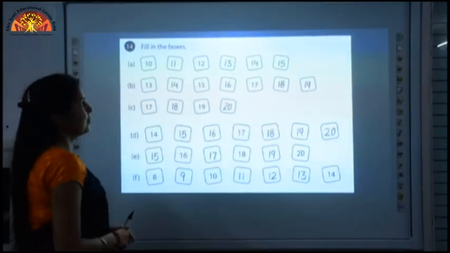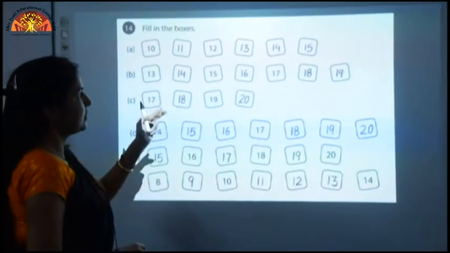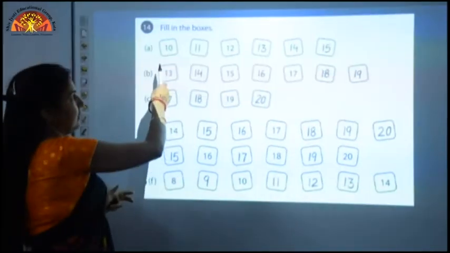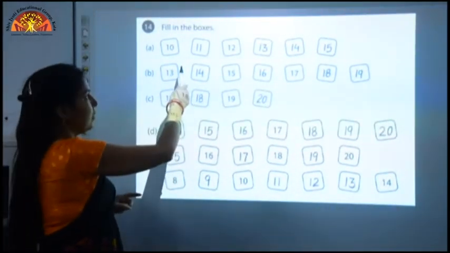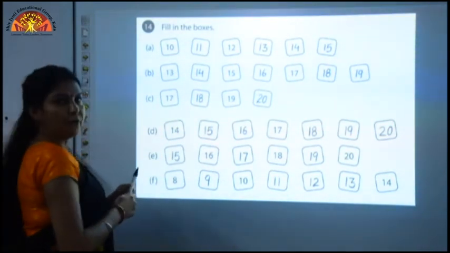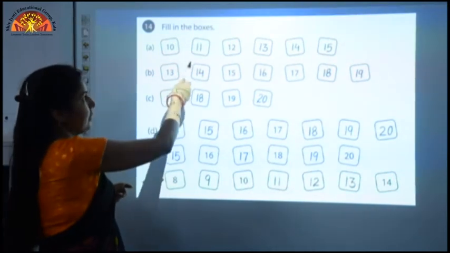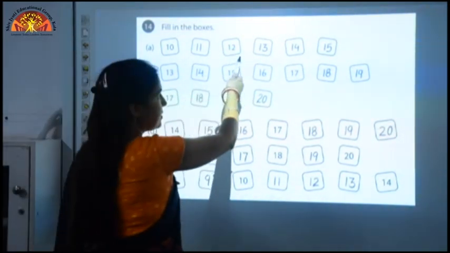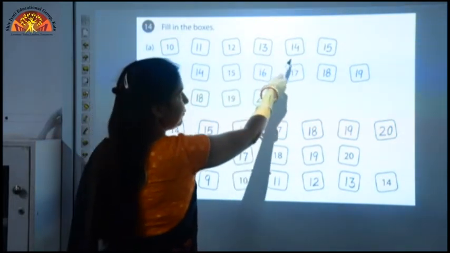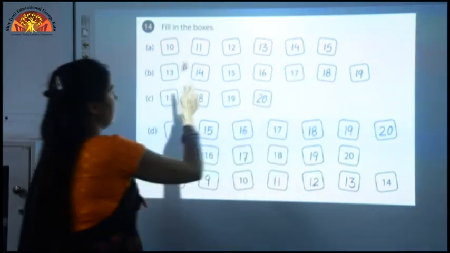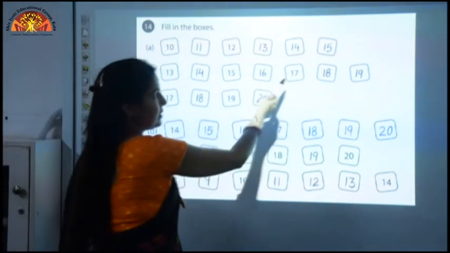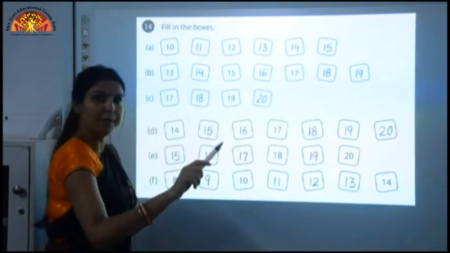Now fill in the boxes. Children, you have to fill the boxes according to their counting. Counting is given here. 10 is already written. You have to write the after number of 10. You know what is after number? After 10 we will write 11. 12 is written, then you will write after 12 what will come? 13, 14 and 15. Look here again. 13, 14, 15, 16, 17, 18. Only simple counting is given.